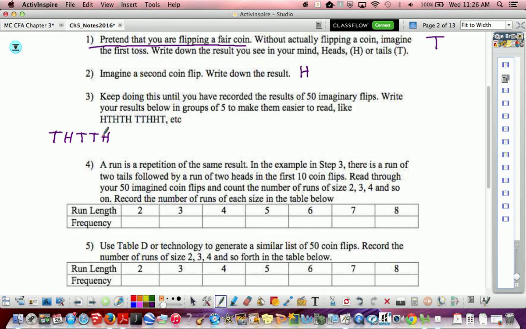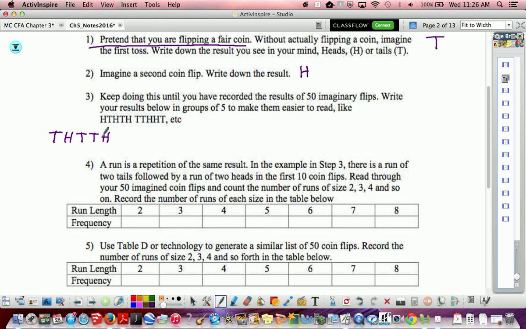I'm going to do this set of 5 nine more times to get 50 coin flips. You don't use the exact same sequence. You're actually imagining what would be coming up next. So you're going to do another set of 5, but it might be like heads, heads, tails, tails, heads. Or it might be tails, heads, heads, heads, and so forth.